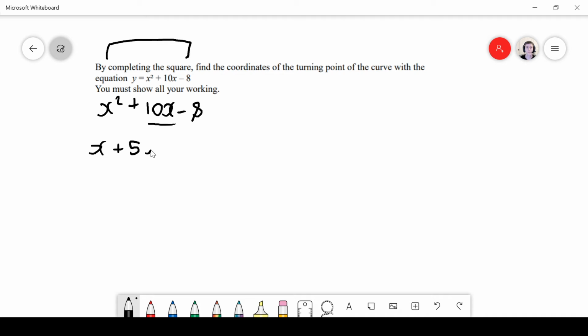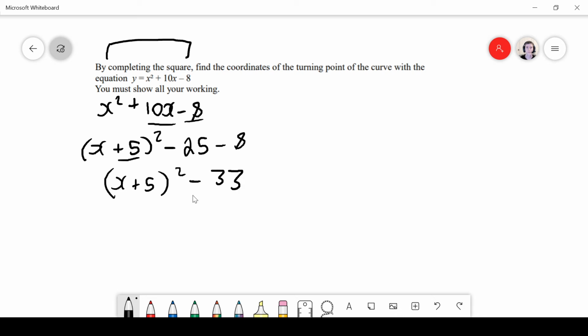Then, as per usual, we're going to square this number and take it away. So 5 squared is 25, so we're going to take away 25, and we still have this minus 8 on the outside. And so that leaves us with minus 33 on the outside. Now, because it's saying by completing the square, find the coordinates of the turning point, we're going to minus what's inside here. So we have minus 5, and then the y coordinate is just minus 33.